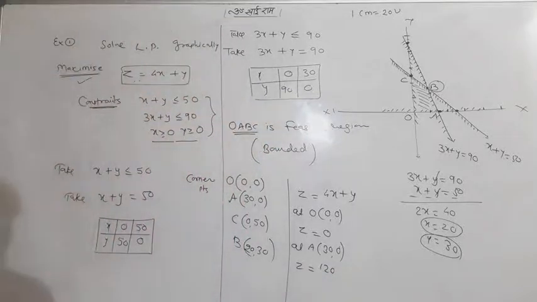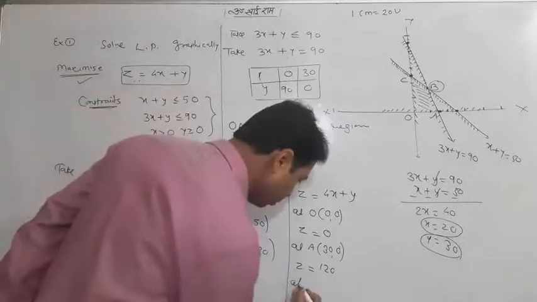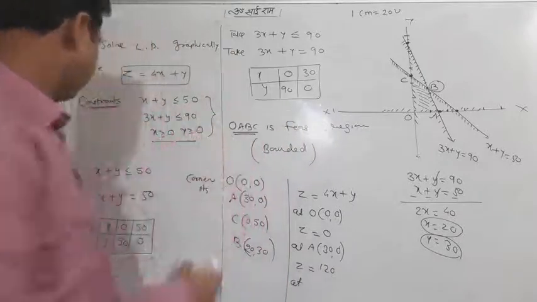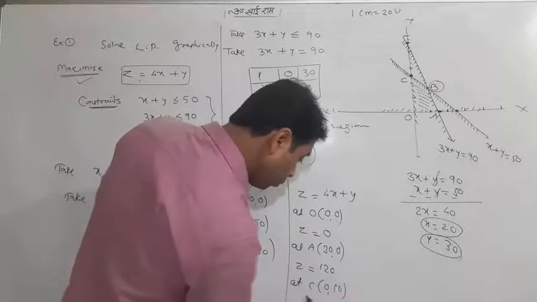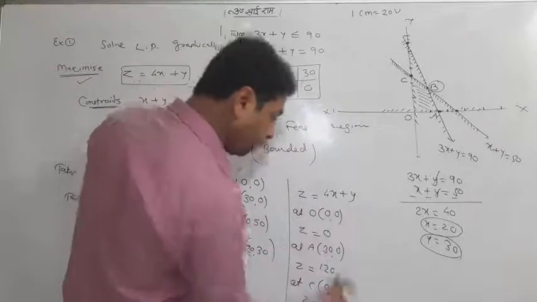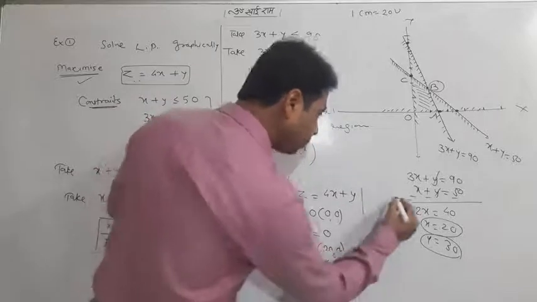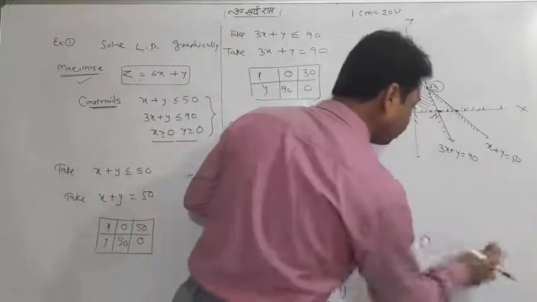Is it visible? Yes. At which point? Now we have a third point C: 0, 50. What is z? 0 plus 50, 50. And lastly, let me rub this out.